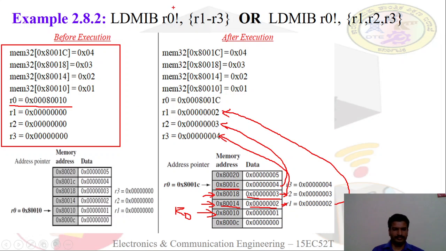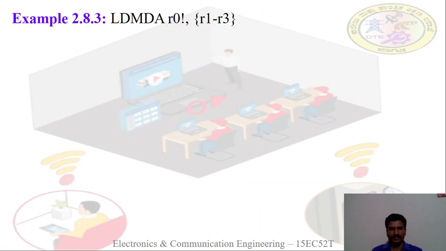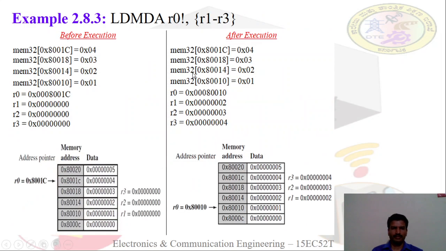Again here we have mentioned the exclamation symbol, so it will update the end address to R0. So now R0 contains 8001C. If the symbol is not present, then the R0 value will be unchanged, that is 80010. Next, consider LDM DA.